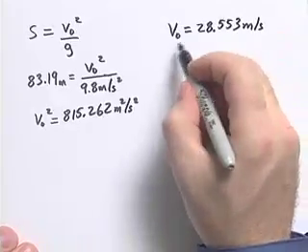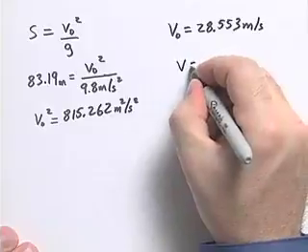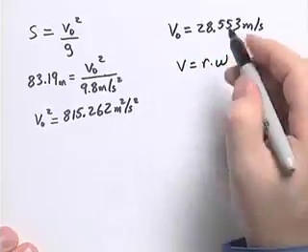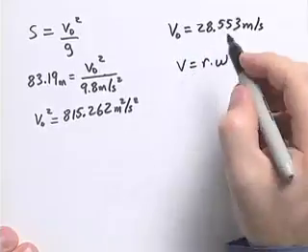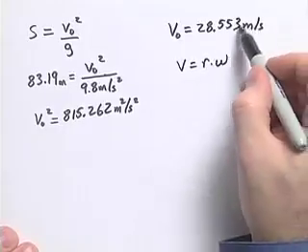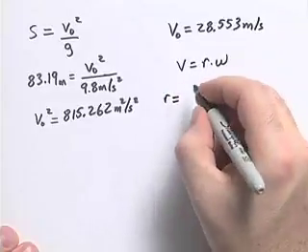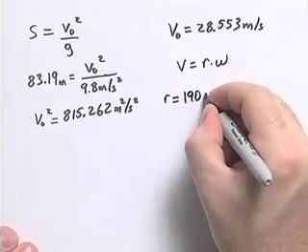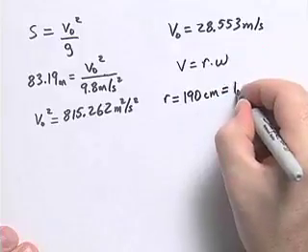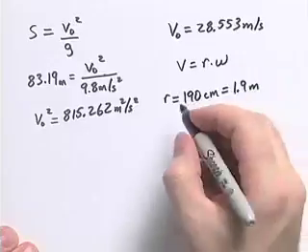The velocity of this linear speed is related to the angular speed through the formula v is equal to r times omega. We know the velocity v. We also know that the radius is 190 centimeters. Our units are in meters, so we want to convert that radius measure to meters. So 190 centimeters is equal to 1.9 meters. We can plug that into our equation.